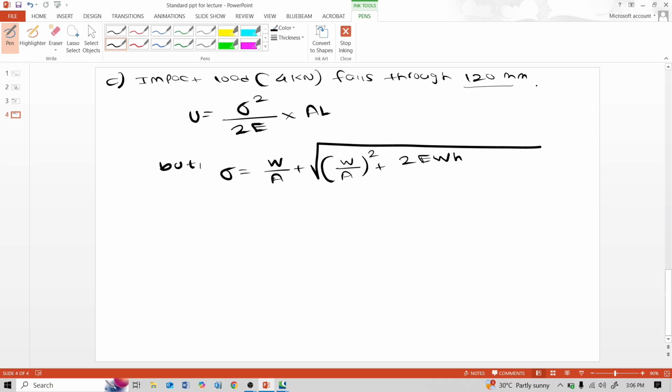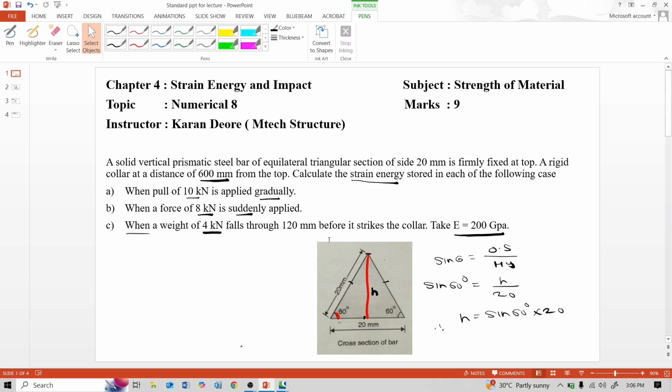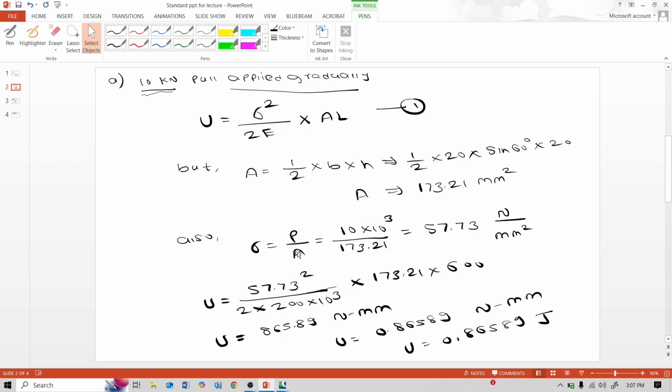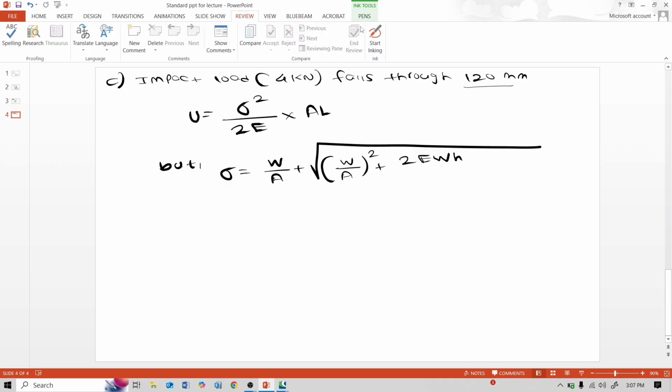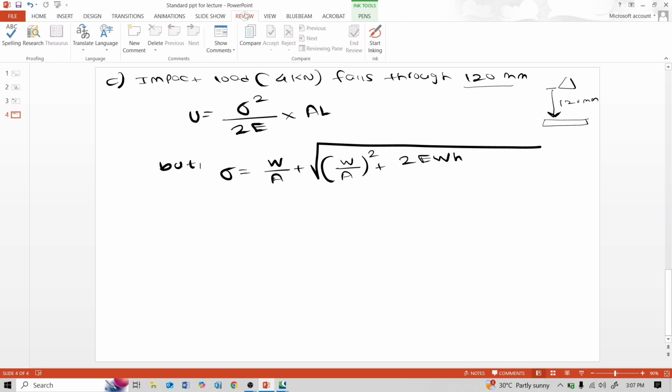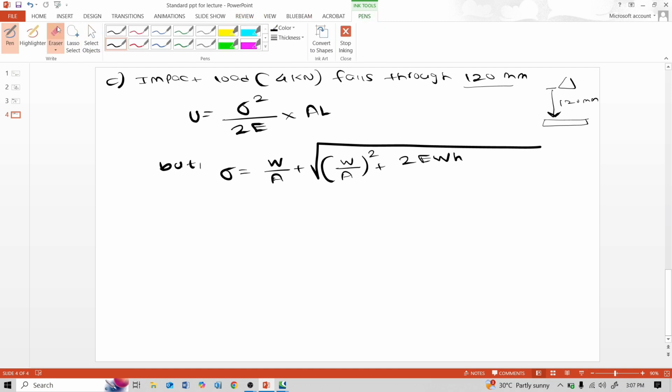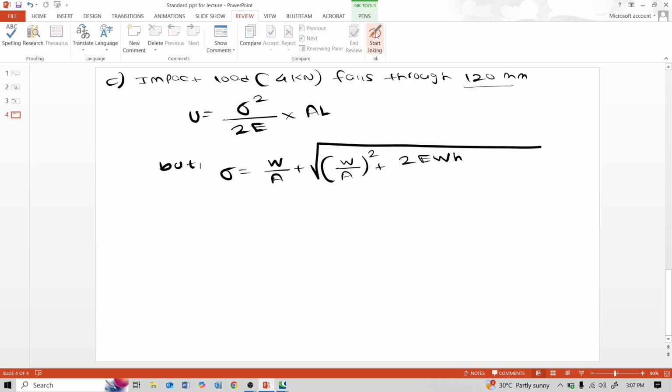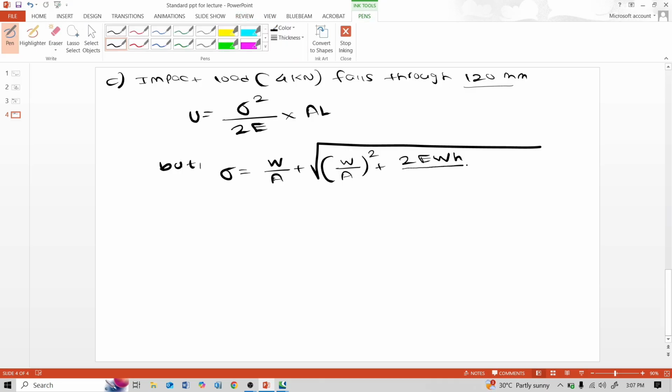From that height, this triangular type material impacts on this collar. That means this collar impacts on this material from 120 mm height, and divided by area into length.